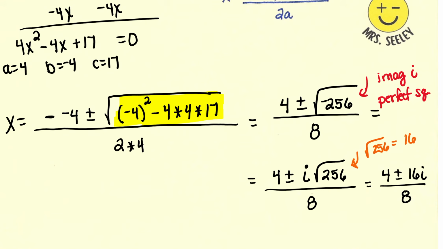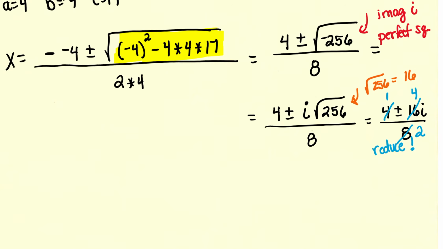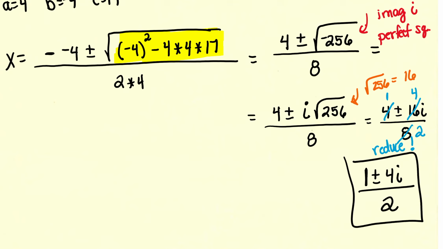And lastly, I can see that this will reduce. There is a 4 in there one time, a 4 in there 4 times, and a 4 in there 2 times. So your final simplified reduced answer is 1 plus or minus 4i over 2. And that's your final answer. I do want to note that you cannot cancel that 2 and that 4 because it's got to be in all 3 in order to cancel.